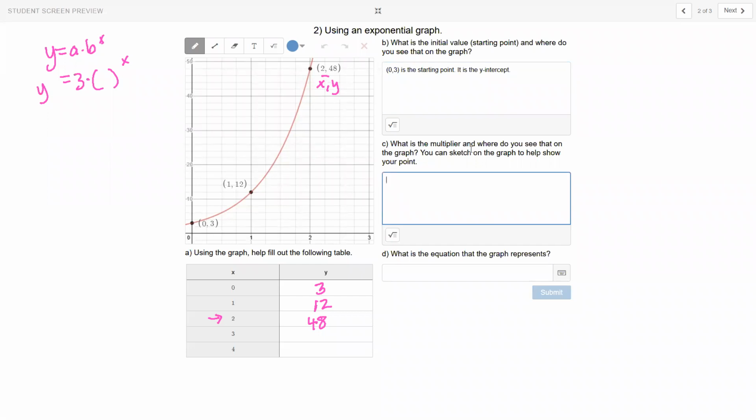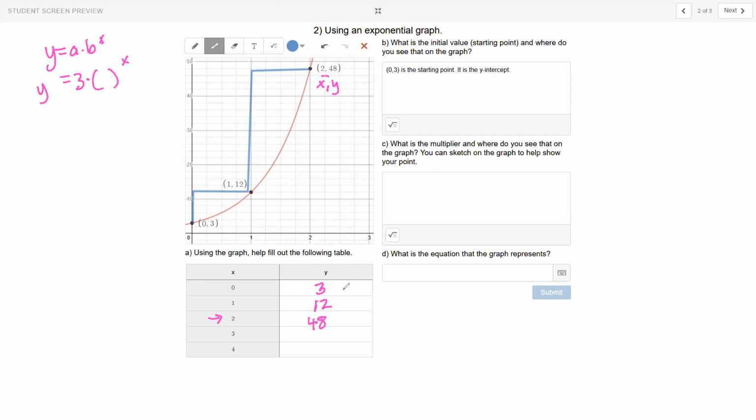What is the multiplier and where do you see that on the graph? You can sketch on the graph to help show your point. If I want to sketch on the graph, maybe I would draw a rise over run type thing, a slope triangle. Okay. What is the growth factor, guys? What is our b value? Times 4. Times 4. How did you know that?